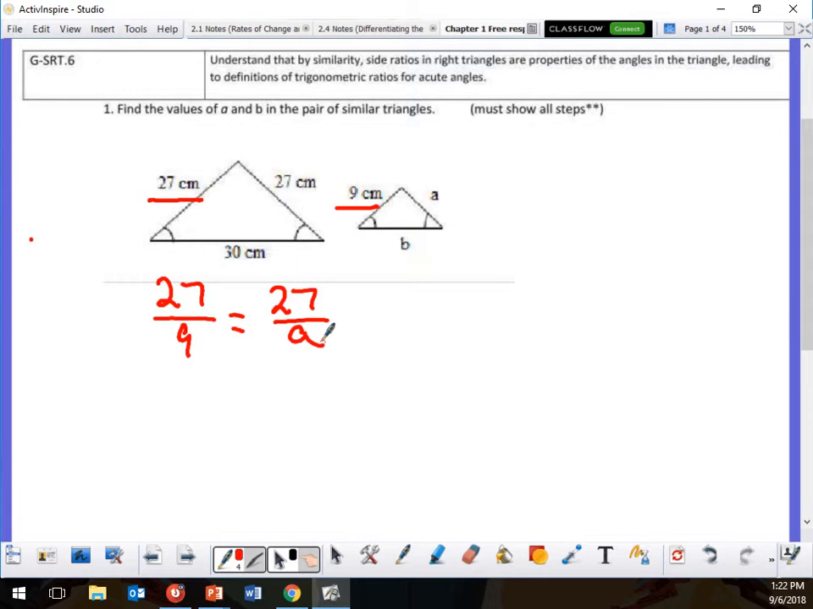So yes, this is simple, right? But you have to show your work. That's what I'm looking for here to get those full points. Cross products. 27A is going to be equal to 9 times 27, which is going to be 243. Divide both sides by 27. A equals 9. What are my units? Centimeters. There we go.